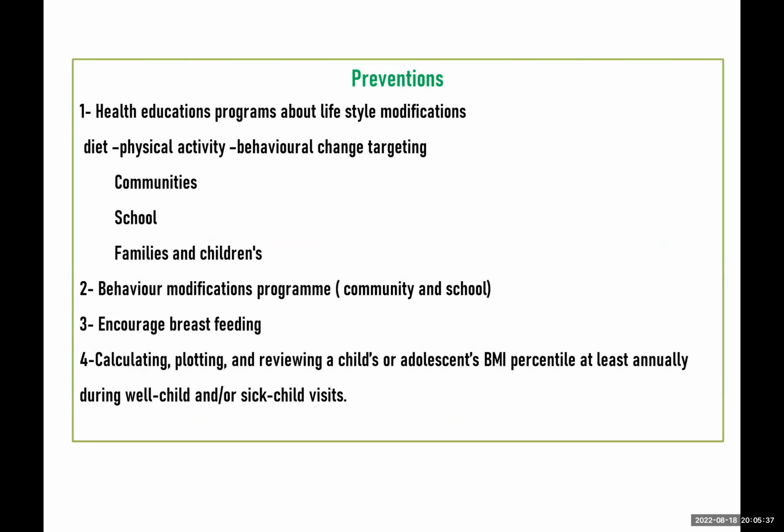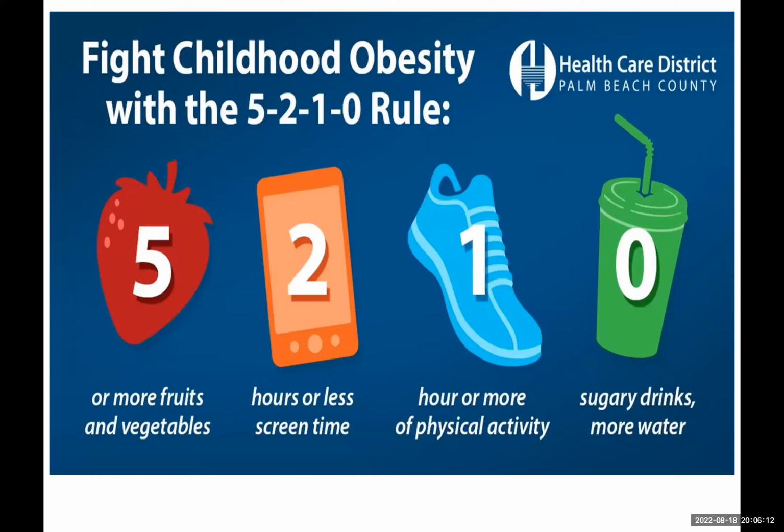Okay, prevention: how do we prevent obesity? Health education programs about lifestyle modification, diet, physical activity, and behavior change, targeting communities, schools, families, and children. Behavior modification programs, encouraging breastfeeding, and calculating, plotting, and reviewing the child or adolescent body mass index percentile at least annually during well child or sick child visits. So whenever you come across a child, check his body mass index and take a history. If he is overweight, counsel them and give them advice not to go to obesity.